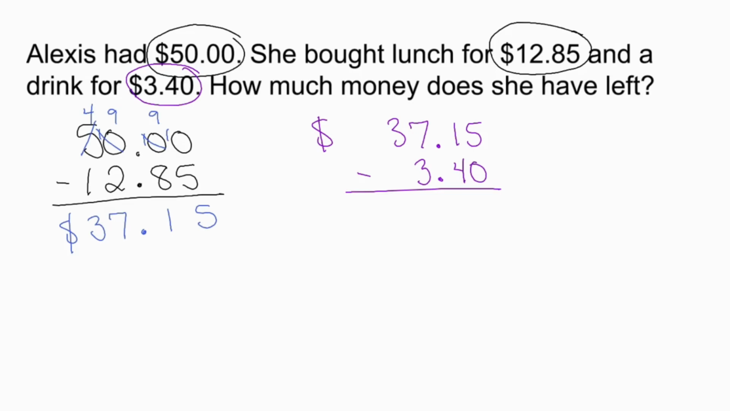We have 5 minus 0, which is 5. 1 minus 4, can't do it. Borrow from the 7, make you a 6, and make you 11. 11 minus 4 is 7. Drop down your decimal. 6 minus 3 is 3. 3 minus nothing is 3.